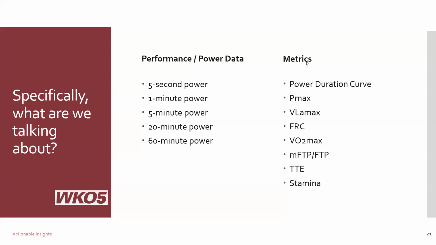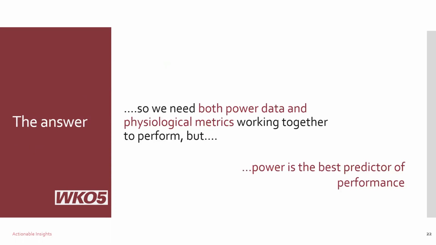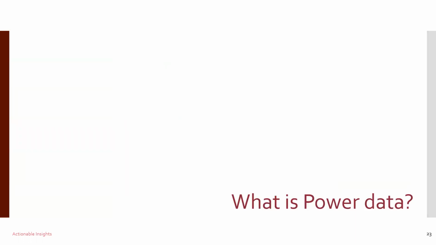We also have metrics. The power duration curve is a physiological metric in its own part and is often underutilized for what it is. But then we also have Pmax and VLA max and FRC and VO2 max and FTP and TTE and stamina, right? And the reality, as I said, we need both of these working together, but don't forget power is the best predictor of performance. So what is power data?